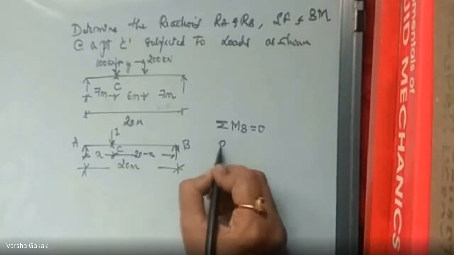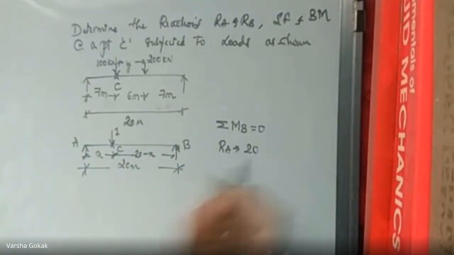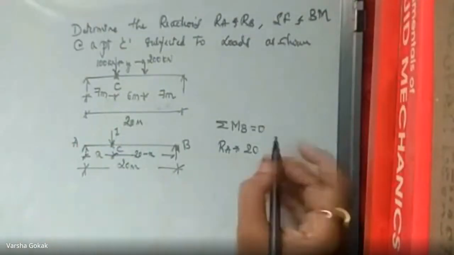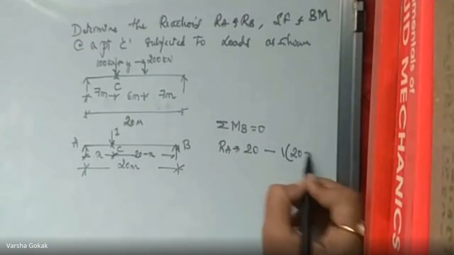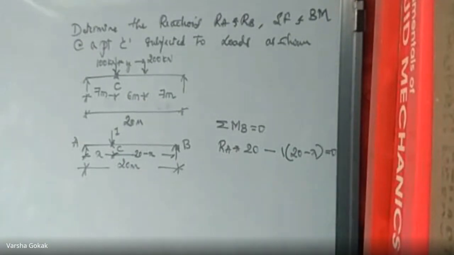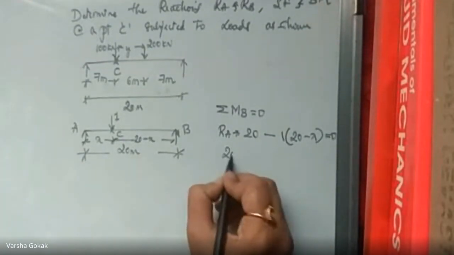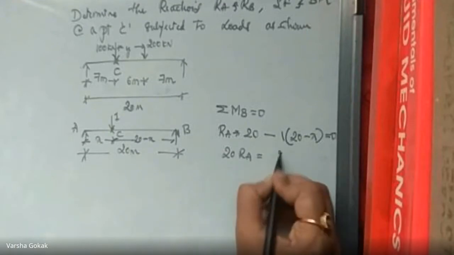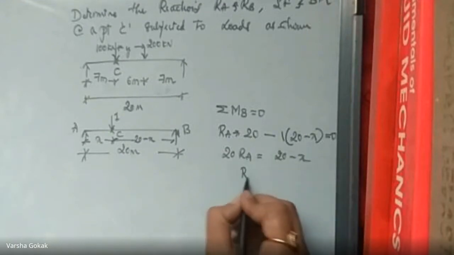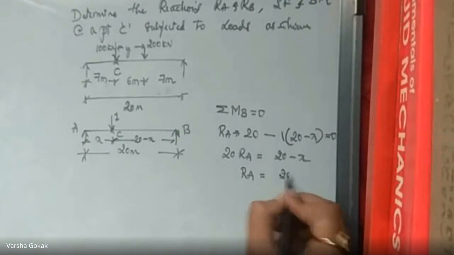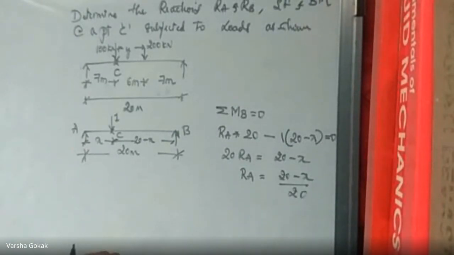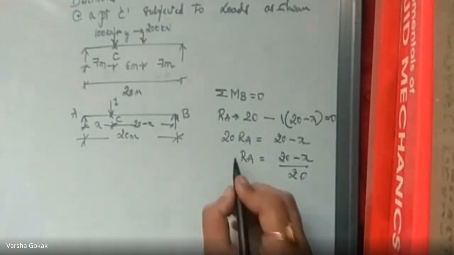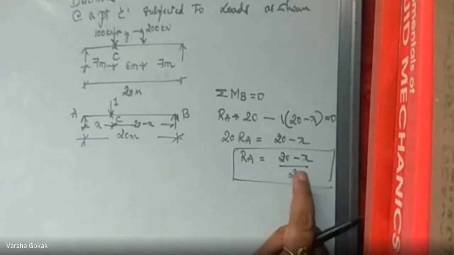So RA into 20 goes clockwise, minus 1 into (20 minus x) is equal to 0. From here, 20 RA is equal to 20 minus x, or RA is (20 minus x) divided by 20. This is the same procedure that we have done for single point load also. So I know now RA in terms of x.